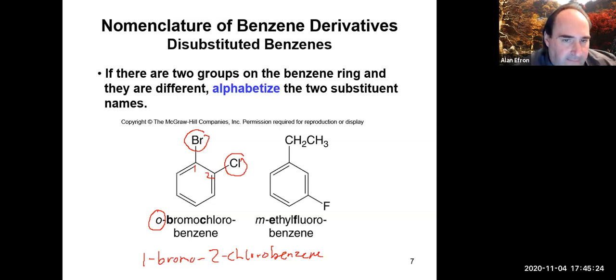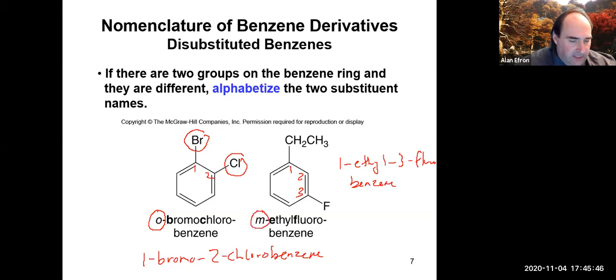Again, ethyl would come first. So if we were to number this, we would want to give the ethyl the smaller number. So 1, 2, and 3. And that technically would be 1-ethyl-3-fluoro-benzene if you wrote the whole name out. Again, eliminating the numbers, you could go with meta-ethyl-fluoro-benzene. The meta symbol, or the M symbol, indicates the positioning of those groups at positions 1 and 3.